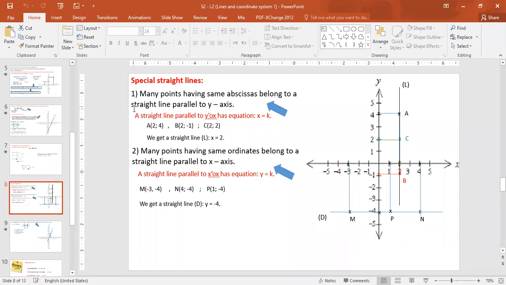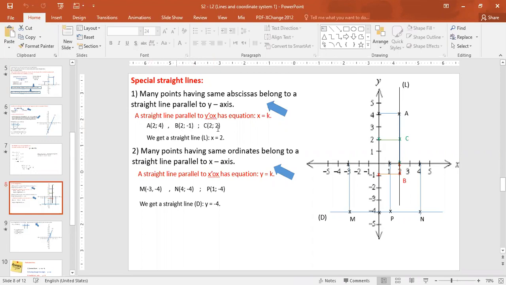The first one, forget about the writing. Let's directly look down here. I gave you 3 points. Point A, which is 2, 4. Point B, which is 2, minus 1. Point C, which is 2, 2. So point A has an abscissa 2 and ordinate 4. Point B has an abscissa 2 and ordinate minus 1. Point C has an abscissa 2 and ordinate 2.